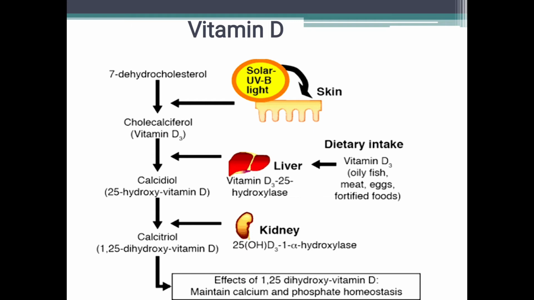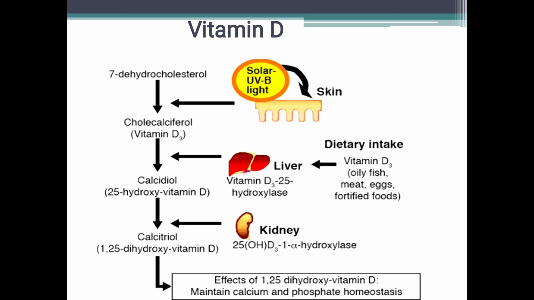This conversion is also controlled by the calcium ion concentration. The calcium ion concentration controls the conversion, that is 25 to 1,25. The formation of this 1,25 is inversely affected by the concentration of calcium. This is also for two reasons. One, if there is more calcium, the calcium itself has a slight effect in preventing the conversion, 25 to 1,25 dihydroxycholecalciferol.